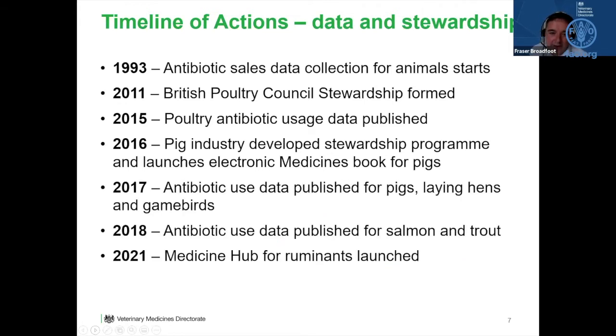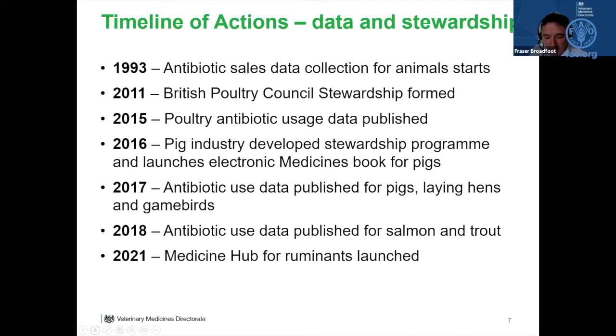And what happened then is that with the poultry sector and the pig sector publishing data and demonstrating the benefits of publishing data, a lot of the other sectors then started getting on board. So you can see that there was data now. If you look at our annual report now, we have data from laying hens, we have data from game birds, we have data from salmon and trout.